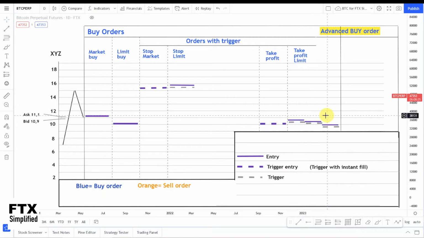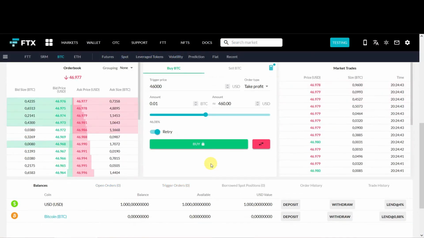And maybe you're asking yourselves why the name. And it could be because of short trading. And then the stop market and stop limit would be used as a stop loss. And a take profit would be used to take profit. And for the order entry, we will move to the FTX platform.